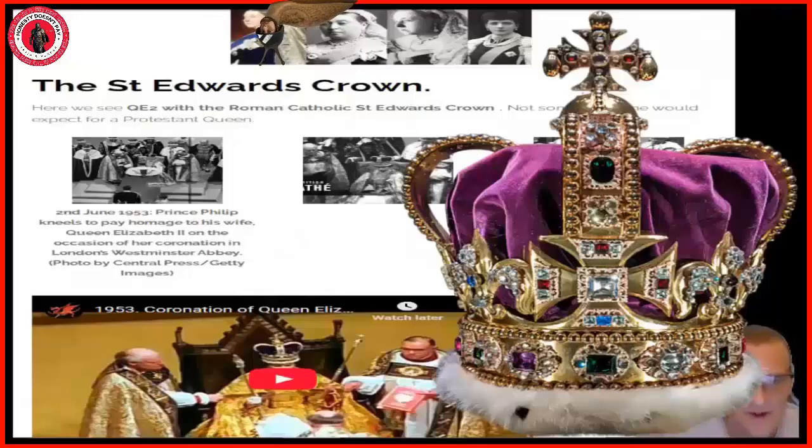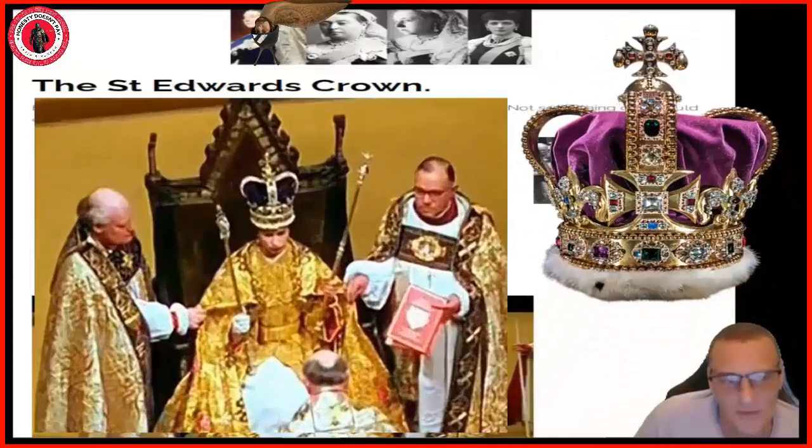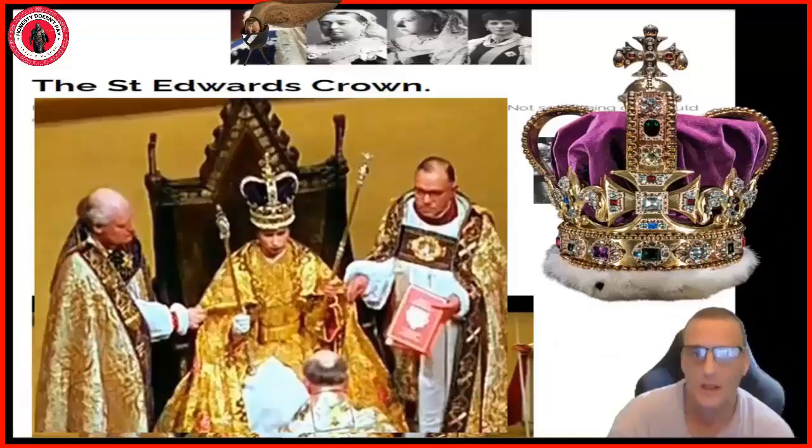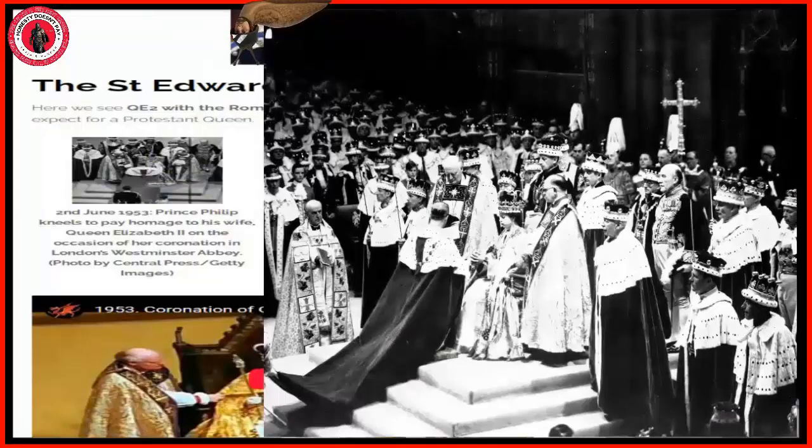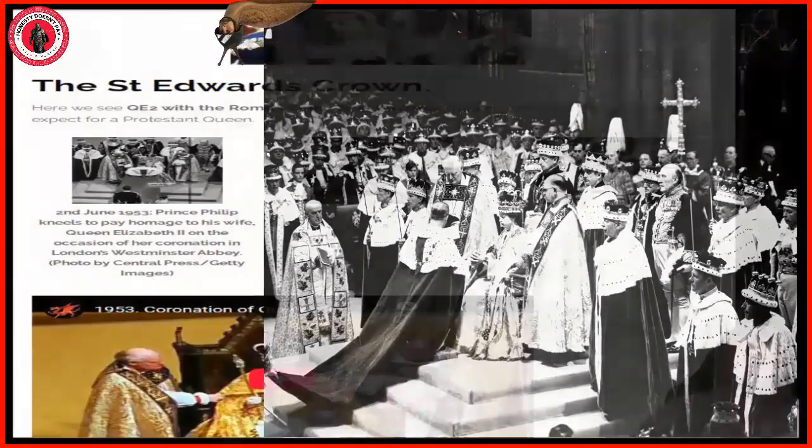The St Edward's Crown. Here we see Queen Elizabeth II with the Roman Catholic St Edward's crown, not something one would expect for a Protestant queen. On the 2nd of June 1953, Prince Philip kneels to pay homage to his wife, Queen Elizabeth II, on the occasion of her coronation in London's Westminster Abbey.